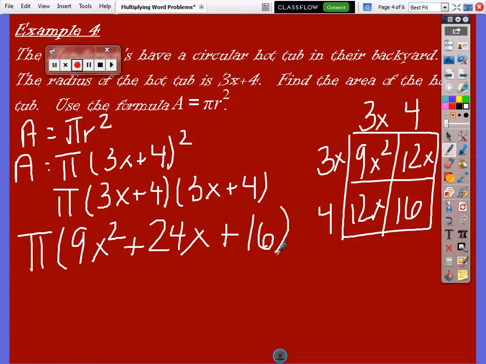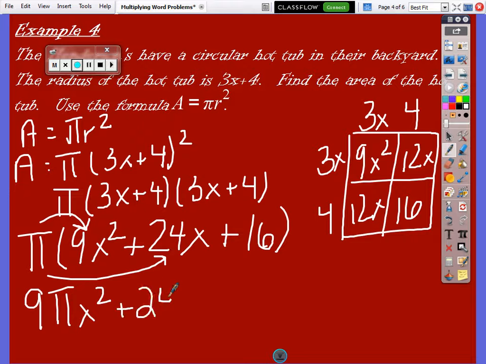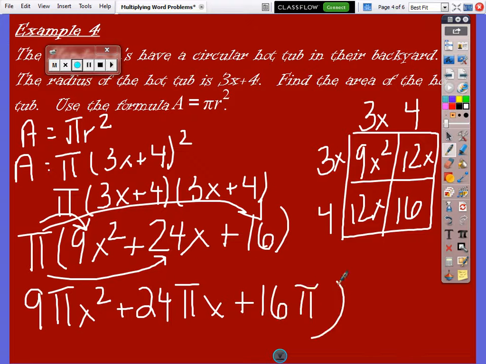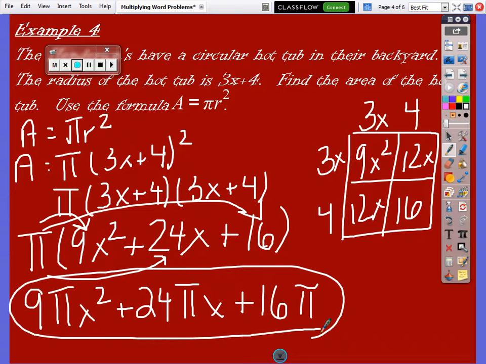Then my final step for this example, I have to distribute my pi. So I'm going to multiply pi to each term. So I'm just going to have 9 pi x squared. Multiply pi times 24x is going to give me 24 pi x. And multiply pi times 16, it's going to give you 16 pi. So the area of my circular hot tub is going to be 9 pi x squared plus 24 pi x plus 16 pi.